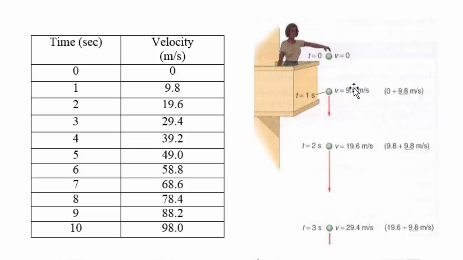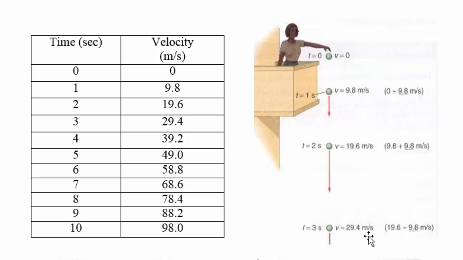So after 1 second, its velocity will increase from 0 to 9.8 meters per second. Notice this is the velocity increasing. The acceleration will stay the same. It's 9.8 meters per second per second downward. And each second, the velocity will be gaining 9.8. So after 2 seconds, it will become 9.8 plus 9.8, which is 19.6. After 3 seconds, it will become 19.6 plus 9.8, which will yield 29.4 meters per second, and so on.